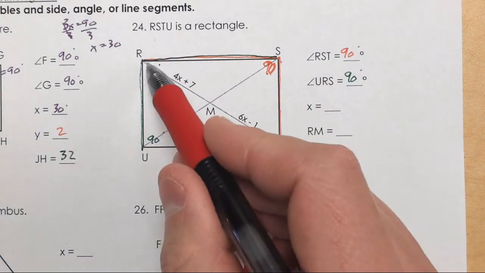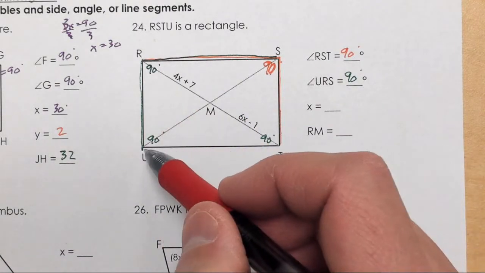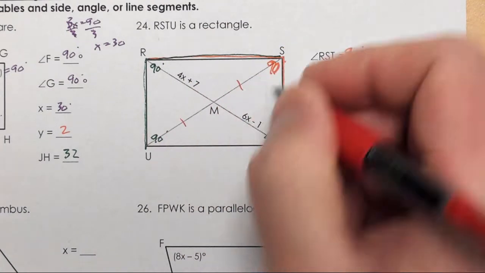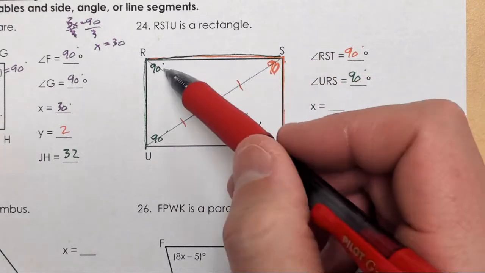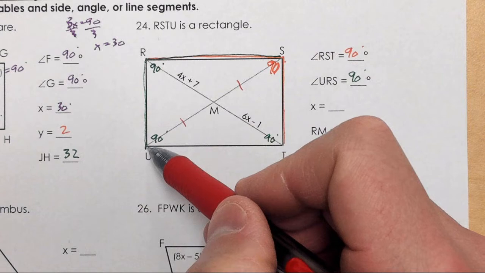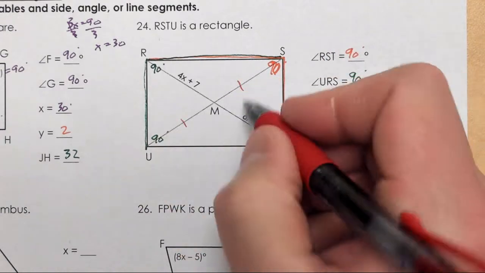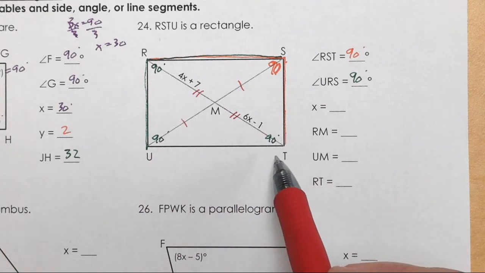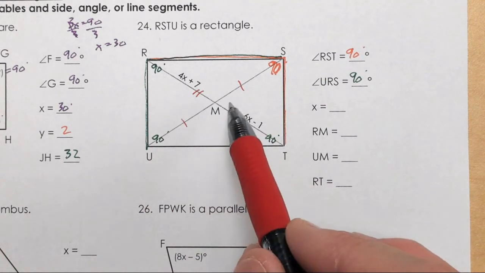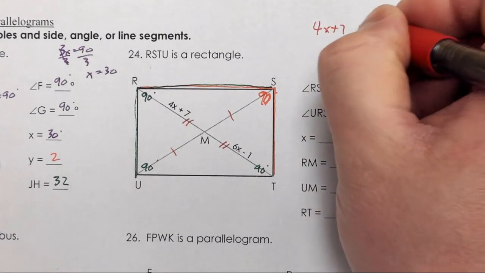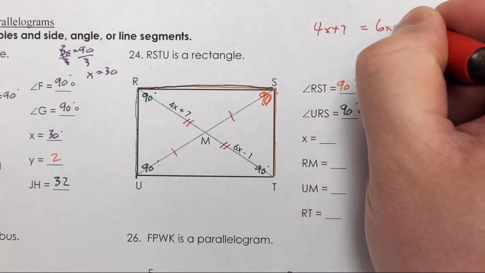Diagonals bisect each other. So what does that mean? That means that this diagonal RT is bisecting this diagonal US. So we know that this segment and this segment are going to be equal to each other because this diagonal is cutting this one in half, but it's going the other way around as well. Diagonal US is cutting RT into two equal segments, so I know that RM and MT must be congruent to each other. So that's the property that I need to know, right? I need to set those values equal to each other. 4x plus 7 equals 6x minus 1.